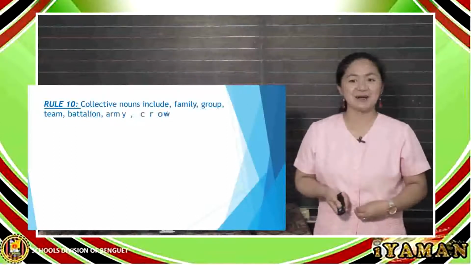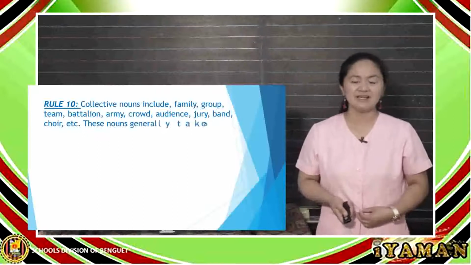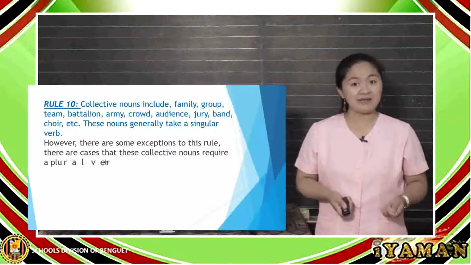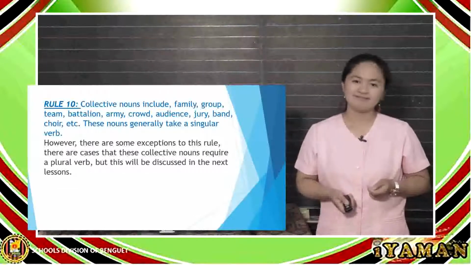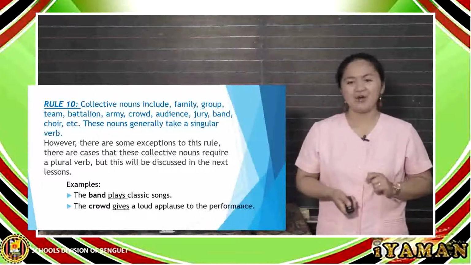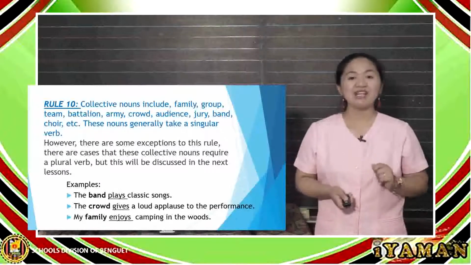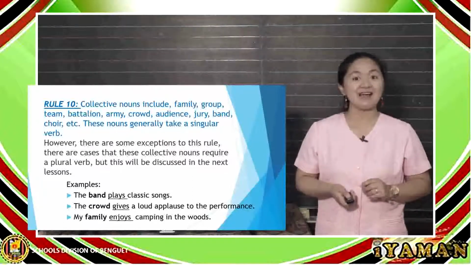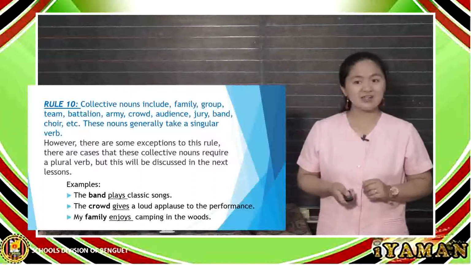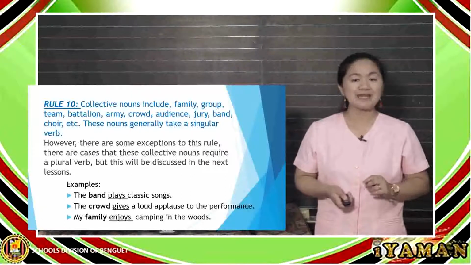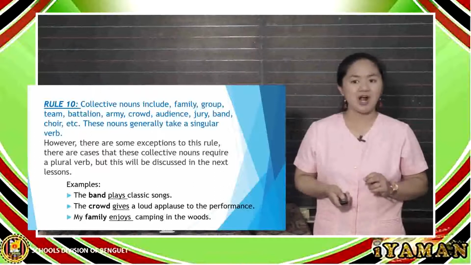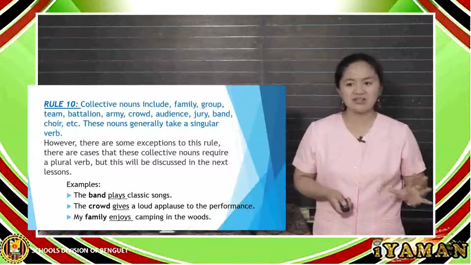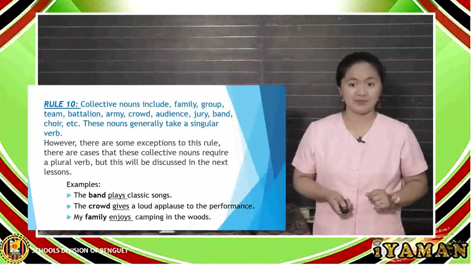And for the last subject-verb agreement rule for this lesson, why do we use a singular verb for the noun family? Yet the word family is composed of members. Very good. We call the noun family a collective noun. It is composed of members but is taken as one unit. Other collective nouns include group, team, battalion, army, crowd, audience, jury, band. These nouns generally take a singular verb.